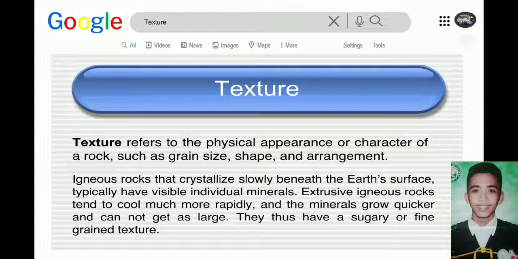Texture refers to the physical appearance or character of a rock, such as grain size, shape, and arrangement. It is stated that igneous rocks that crystallize slowly beneath the Earth's surface typically have visible individual minerals, and extrusive igneous rocks cool much more rapidly, so the minerals grow quicker, but the minerals cannot get as large. Thus, they have a sugary or fine-grained texture.